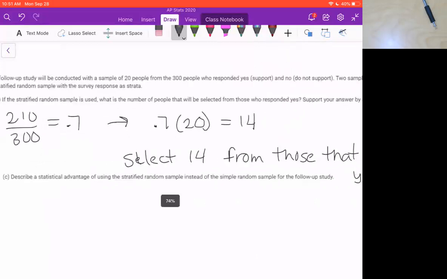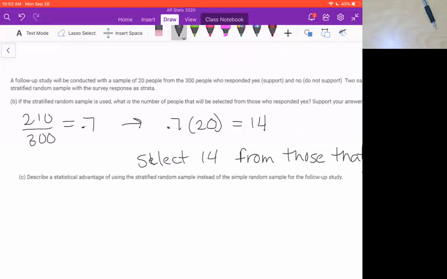And then here, describe a statistical advantage for using stratified versus a simple random sample. So what is the advantage of stratifying here? What does stratifying do for us?